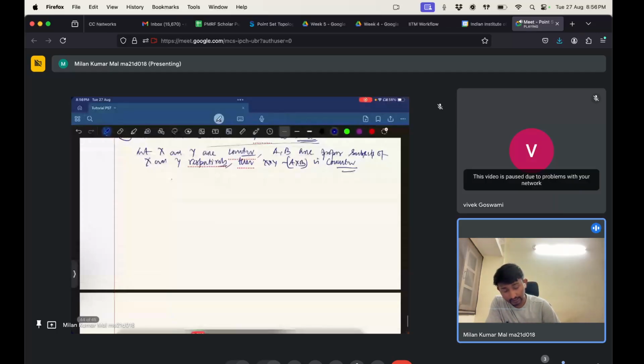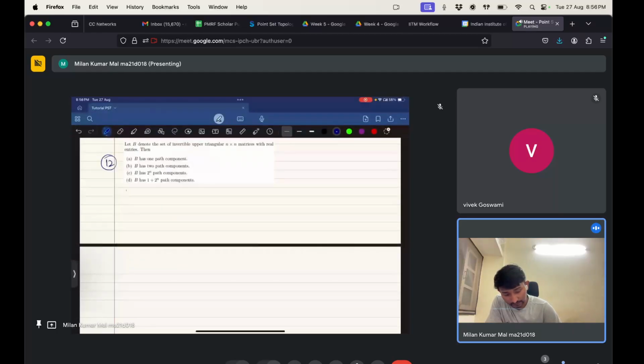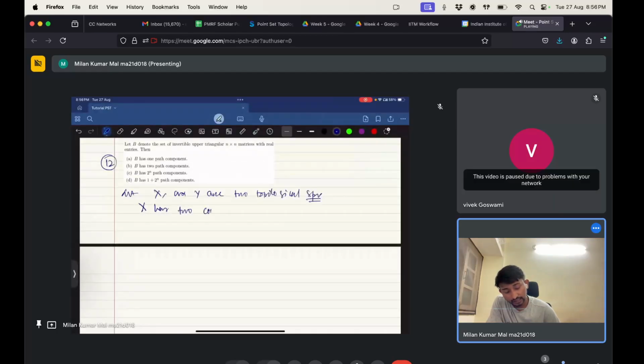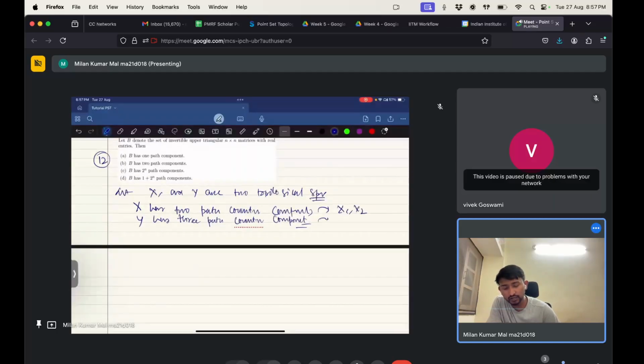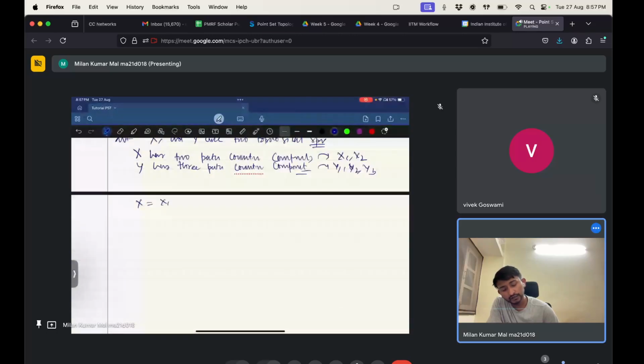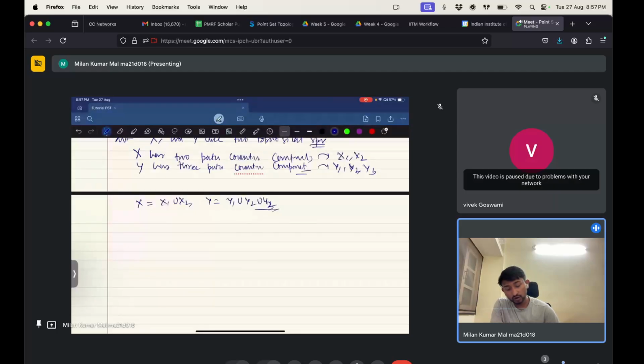Okay, what is that? Let x and y be two topological spaces, and x has two connected components, or path connected components, and y has three path connected components. So let's say there are x1 and x2, and here y1, y2 and y3. That means I can write x equals x1 union x2, and y equals y1 union y2 union y3, right? Now x cross y has the product topology.